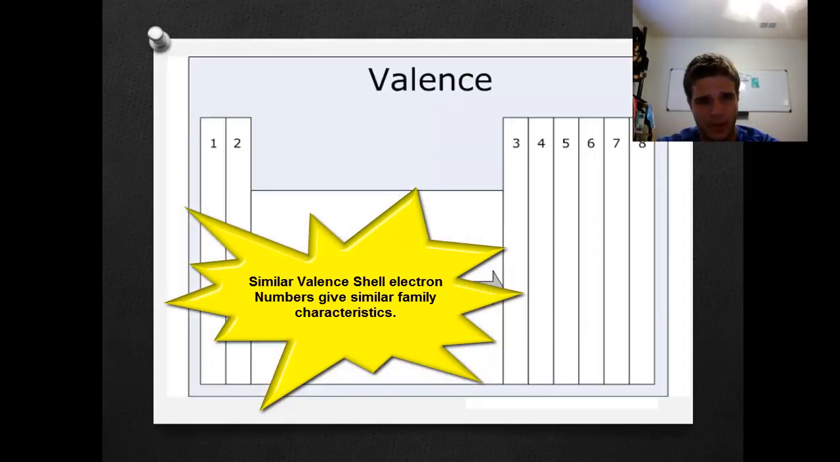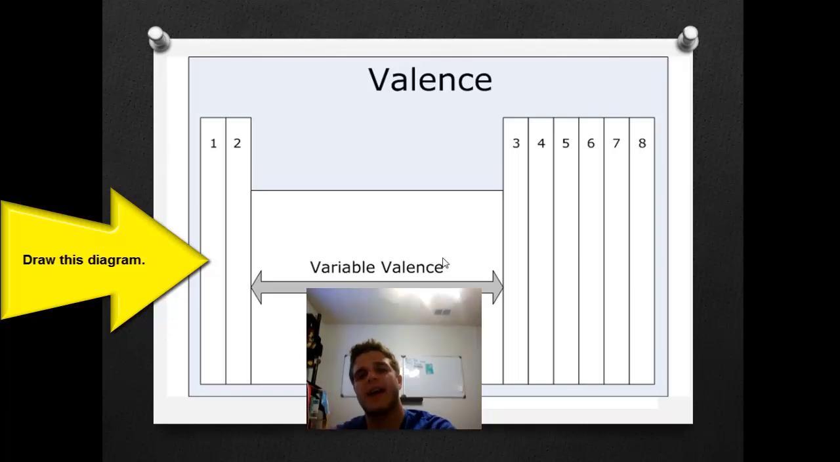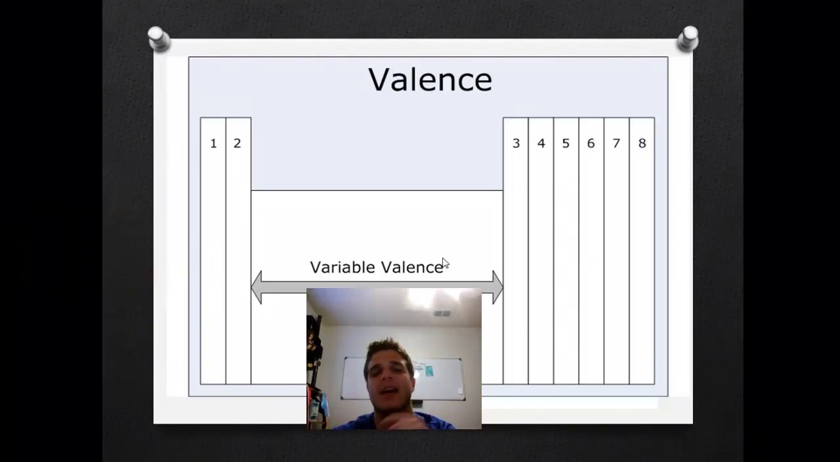So, once again, we have valence shells that are similar in the families. The first family has 1, 2, 3, 4, 5, 6, 7, and 8, and so on, okay? Now, in the middle, we have the transition metals, and the transition metals kind of have variable valence. Sometimes they have more, sometimes they have less. But for the most part, the metals on the left and the nonmetals on the right side of the periodic table both have very similar characteristics of their valence shells by their family. Okay, that's why they're arranged the way they are.